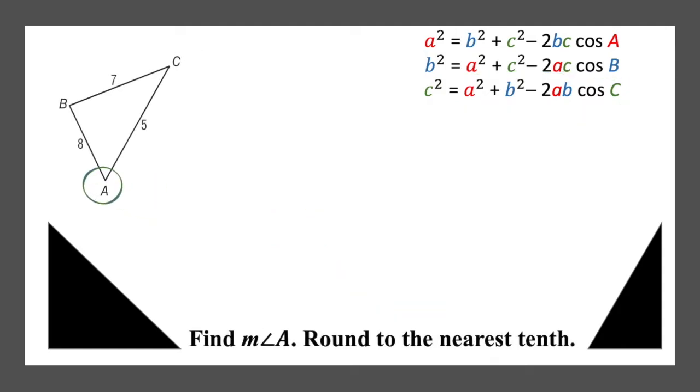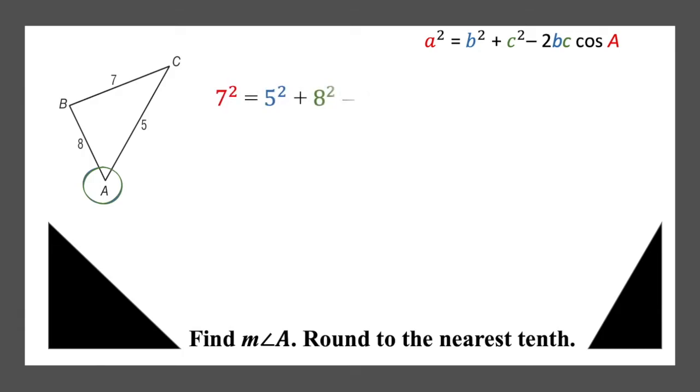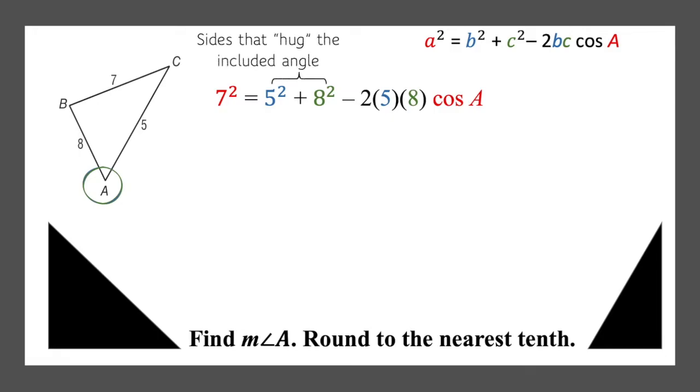Now let's try one where we need to find an angle. We're looking for angle A, so we can use the equation that deals with A. Our equation would be 7 squared equals 5 squared plus 8 squared minus 2 times 5 times 8 times the cosine of A. So 5 and 8, those are the sides that hug the included angle. 7 is the side across from the included angle, which is A.